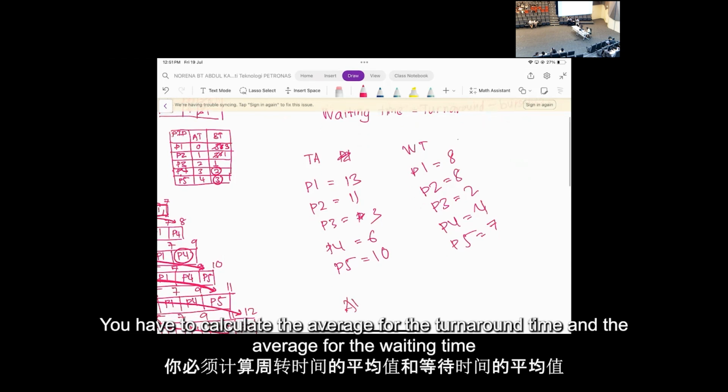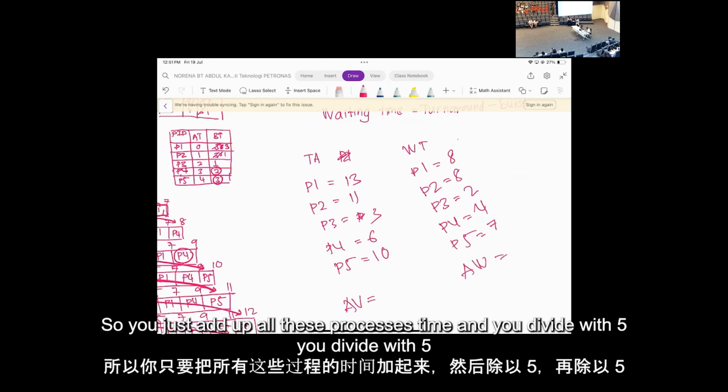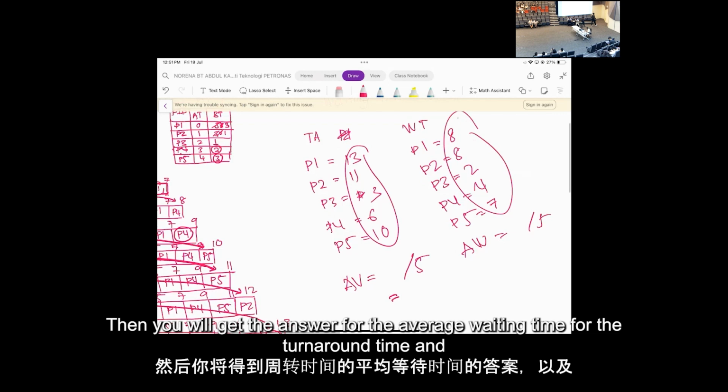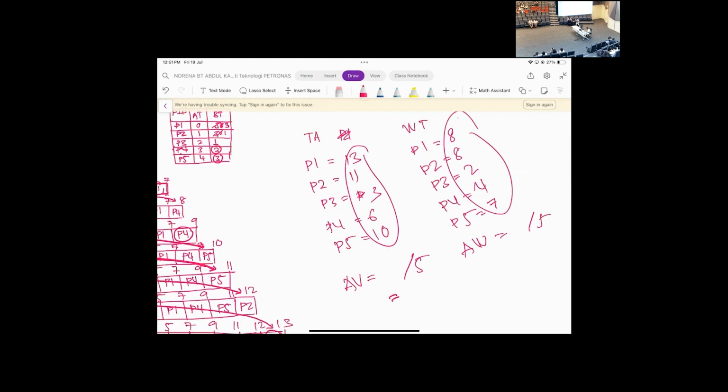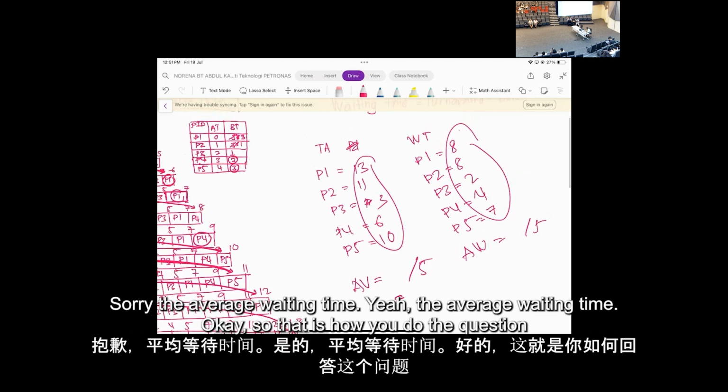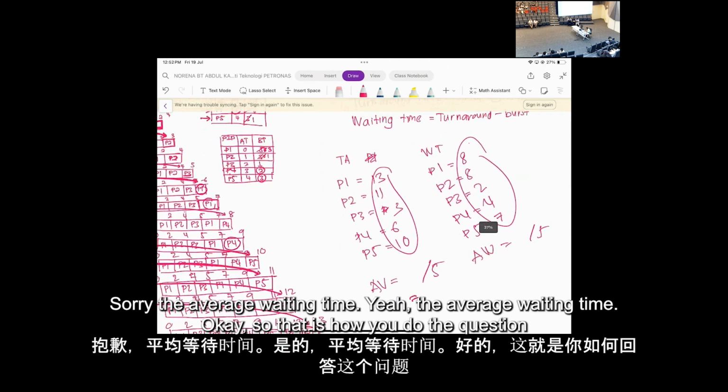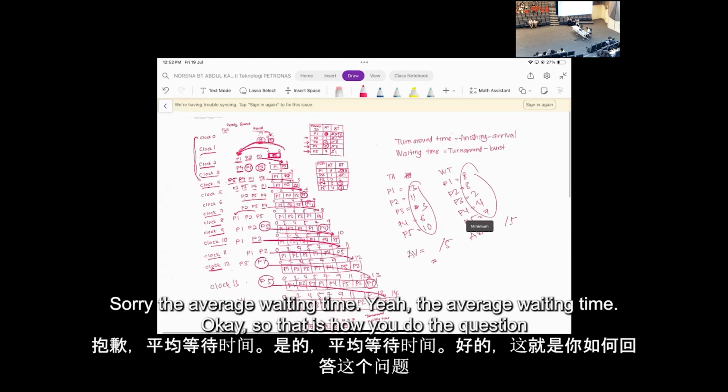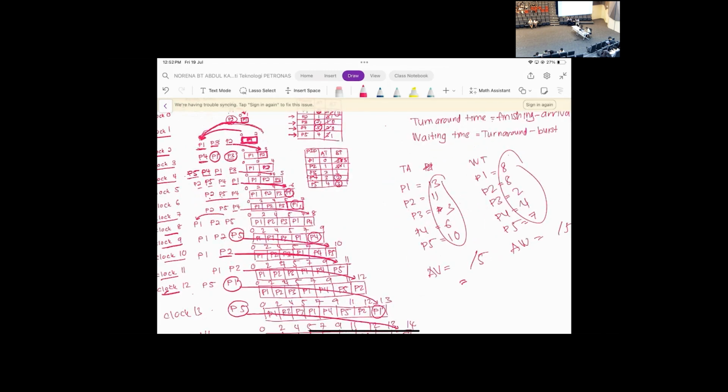So you have to calculate the average for the turnaround time and the average for the waiting time. So you just add up all these processes' times and you divide by 5. Then you will get the answer for the average turnaround time and the average waiting time. Okay, so that is how you do the question.